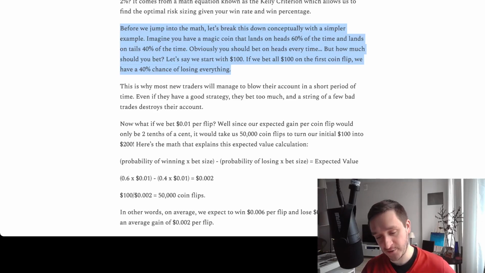And this is the kind of scenario you want to avoid, because you want to keep on playing, you want to keep on being in the market. So you should never bet everything on one thing. This is how you go to zero. You don't want to do that.